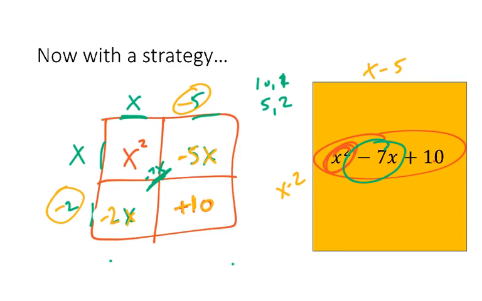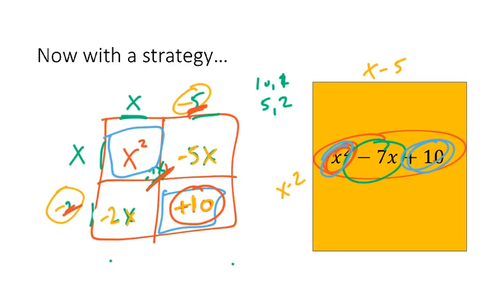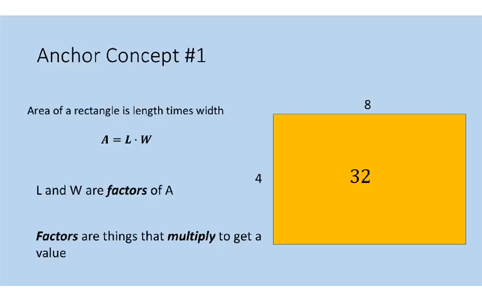I always start with two boxes. I start with this box and I start with this box, with being the squared term and the constant. And then I start playing around with numbers up here and here that multiply together to get this value, but also to get that middle term. Ultimately, though, the two things that we choose, x minus 2 and x minus 5, have to multiply together again to get that area. So going back to that model.